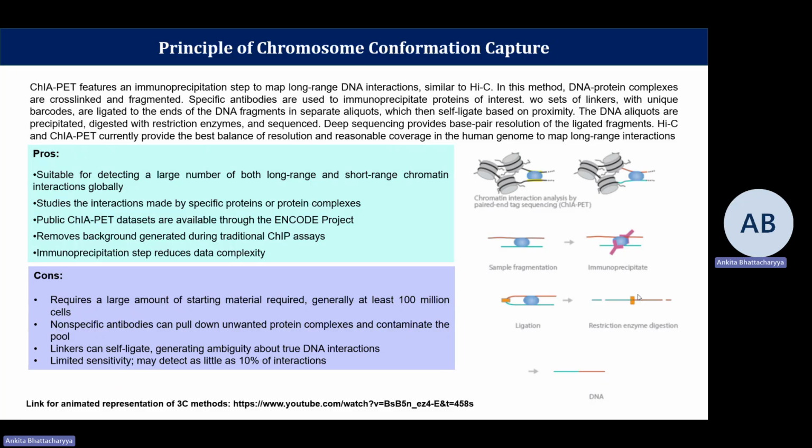Cons: first, you need an immense amount of starting material, at least 100 million cells. That is 10 to the power 8 cells, which is quite a big number. Secondly, if you have non-specific antibodies, any unwanted protein complexes potentially can get pulled down and contaminate your data pool. Linkers sometimes are capable of self-ligation, so some ambiguity might be generated. There might be very little sensitivity, sometimes detecting as little as 10% of the interactions.